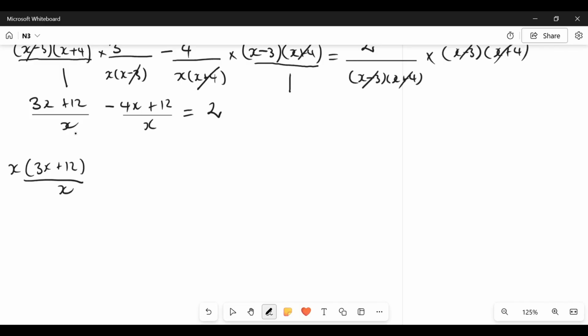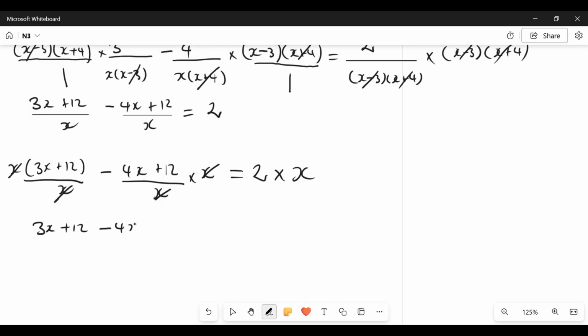Divide by x, this x there. There we go. Minus 4x plus 12. Let's do this. Now divide by x multiplied by x there. Right. This is equaling to 2. Right. So what you do on the left hand side, you must also do on the right hand side. So on the right hand side, you must also multiply by x. There we go. So this x and that x will divide each other. You're going to be left with 3x plus 12. There we go. And that x and that x are going to divide each other. So you're going to be left with negative 4x plus 12. And this is equaling to 2x.